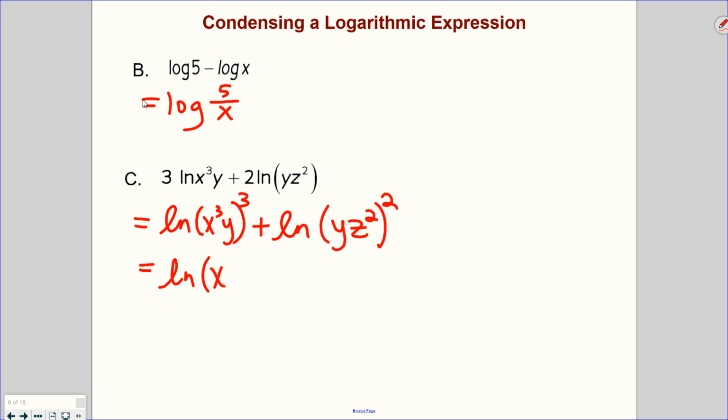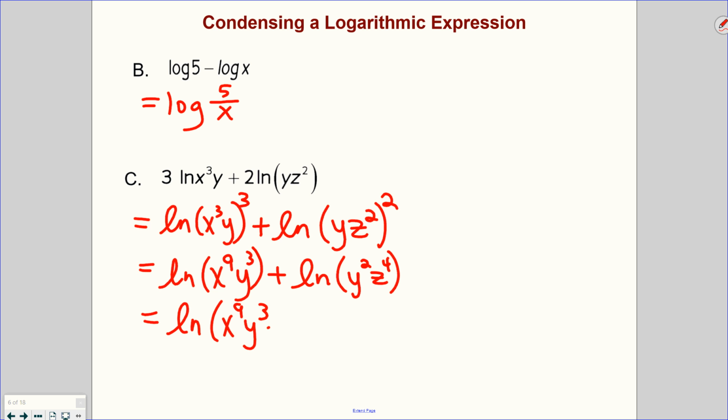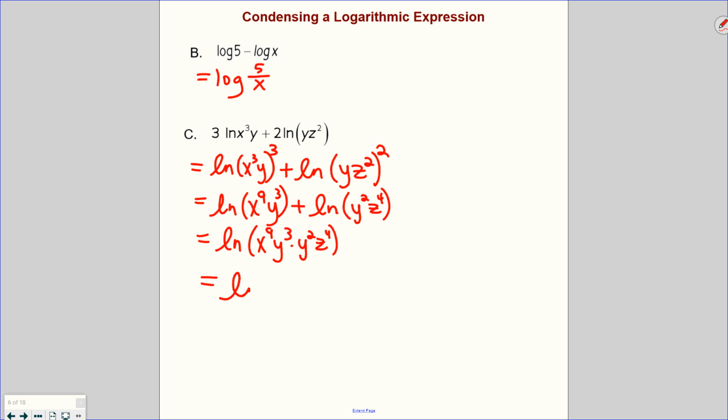So that's going to be, remember, when you raise a power to a power, you multiply the power. So that's x to the 9th, y to the 3rd inside this one, and then you'll have y squared, and then z squared squared would be z to the 4th. Then now I have the sum of the logs equals the log of the product. And then I have one more thing that I can do to simplify, which is those y's can get put together. So when you're multiplying things with exponents, we know we add the exponents. So there's my final answer, all put together as one single log.